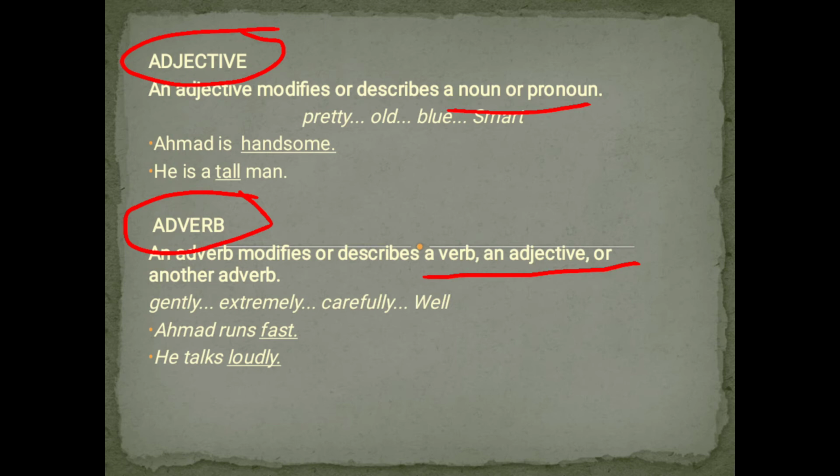For example, pretty, old, blue, smart, black, tall, short, clever, white, all these are adjectives. Let me give you an example of it.